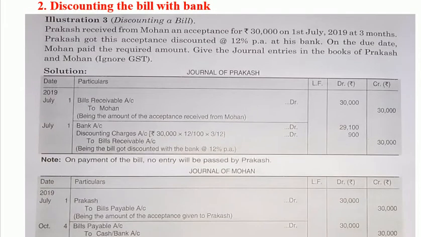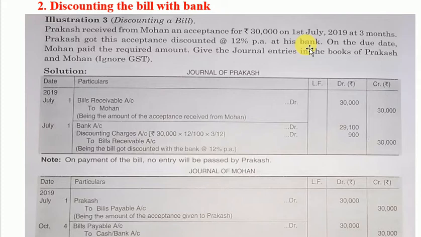So this should be clear. For the drawer, the bills receivable is an asset, whereas for the drawee, bills payable is a liability. Now, the second line of the question says, Prakash got this acceptance discounted at 12% per annum at his bank. Please understand this very clearly. This tells us that this is a case of discounting of bill.